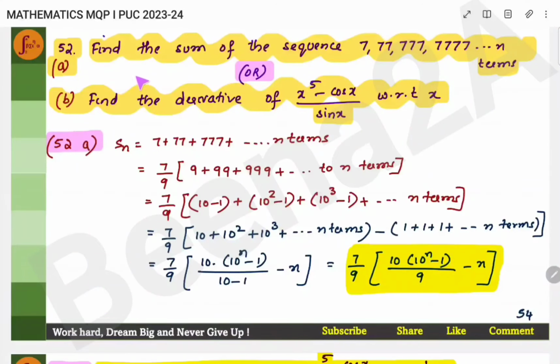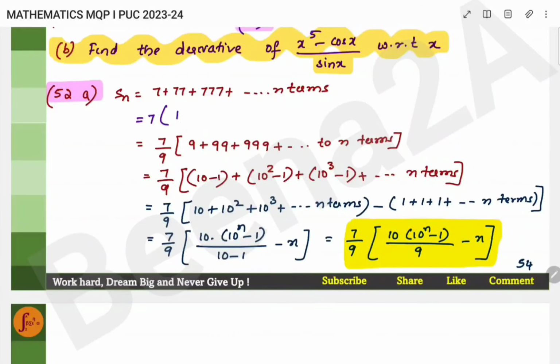Now, let's look at the next problem. Find the sum of the sequence 7, 77, 777, 7777, and so on. We have this list of terms. You need to find the sum of the sequence, or find the derivative of this particular expression. Now, we'll first find the sum of the sequence. So, we'll take 7 as common. So, we'll get 1 plus 11 plus 111 plus up till n terms.